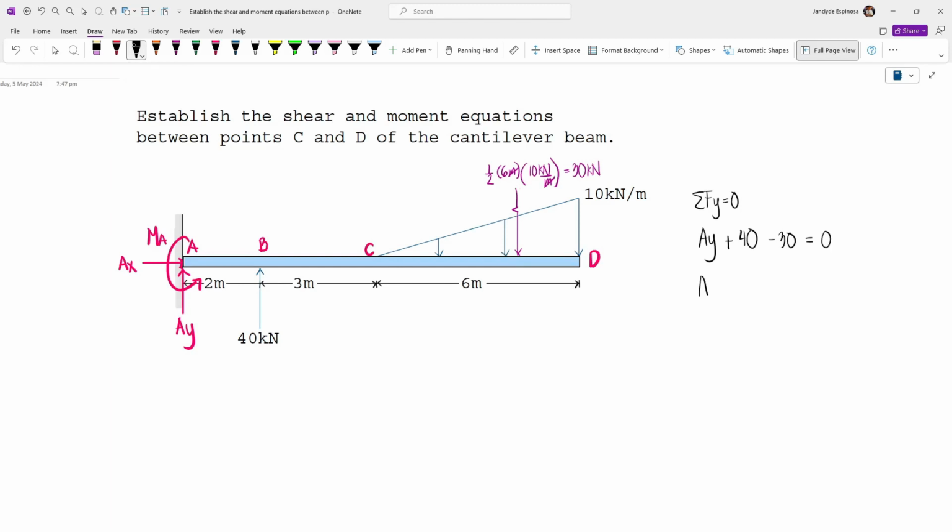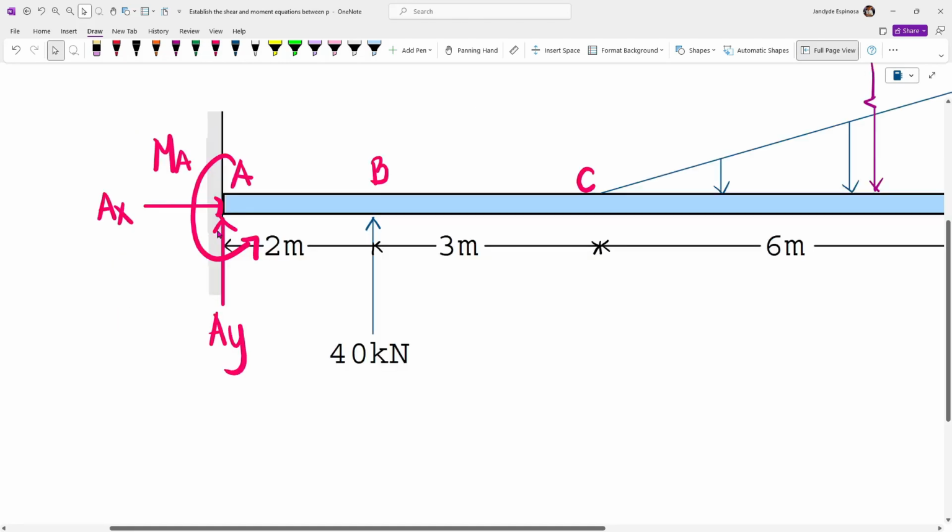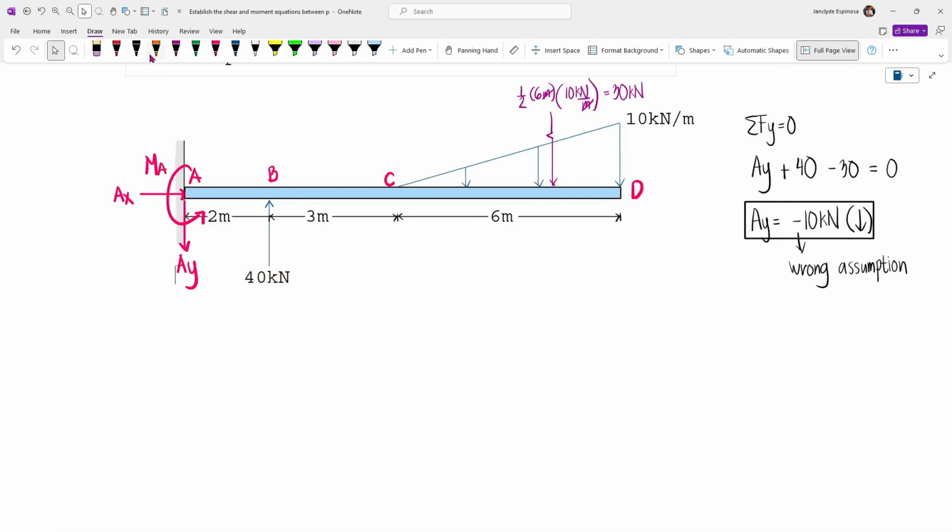Now solving AY, we can get negative 10 kN. Now since our result is negative, it means that our assumption is actually wrong. So since we have the wrong assumption, we're gonna change the direction. And so instead of upward, it's gonna be downward. And so let's just indicate that here. This is downward. And then for the purpose of simplification, let's just change the direction of AY. So this is gonna be downward. And the next, we will now try to solve the moment reaction at the fixed support. By the way, AX will just be 0 because we don't have any applied horizontal forces.